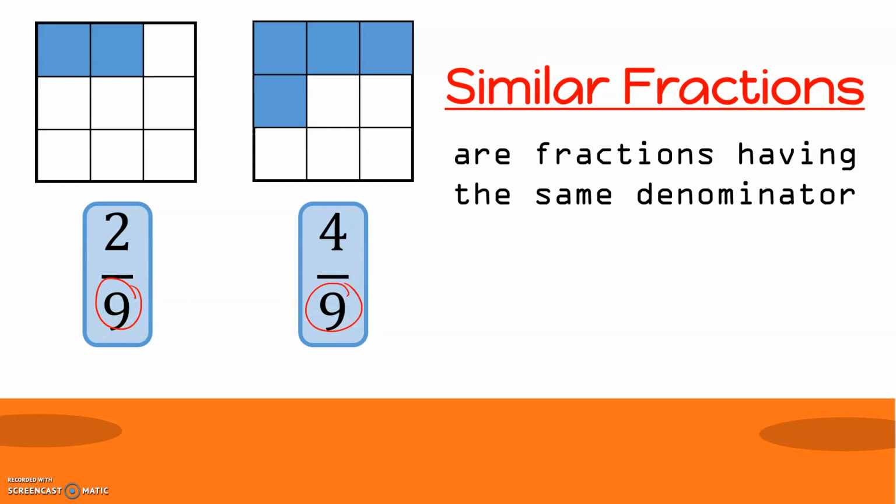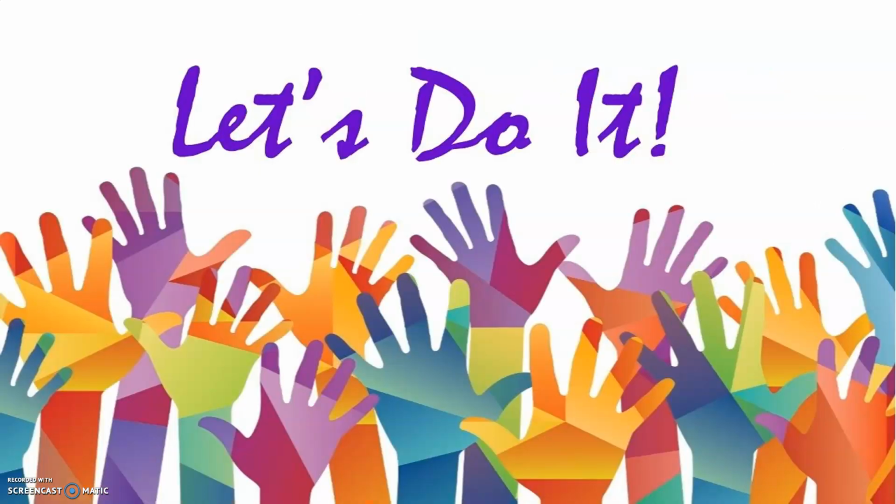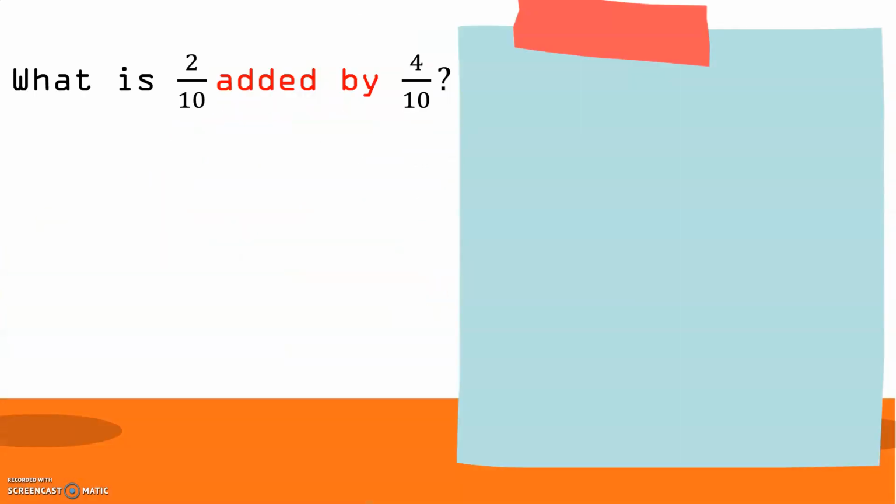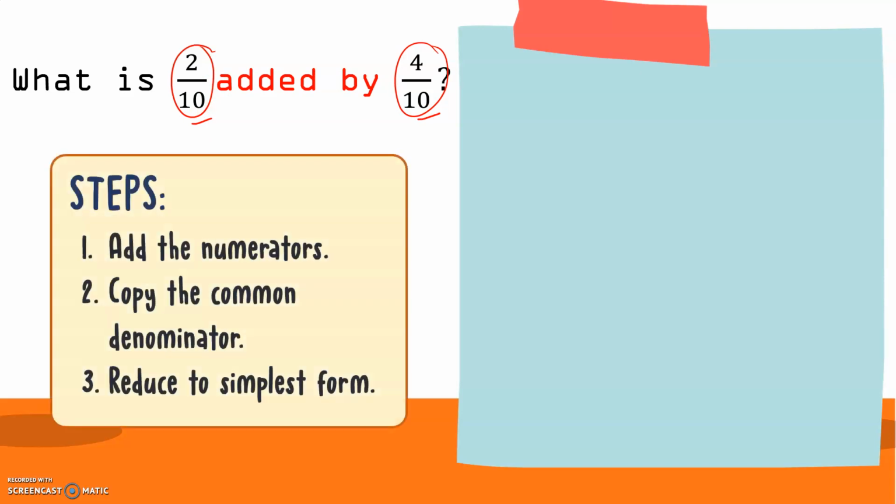Now, how do we add similar fractions? Let's find out through our examples. First, what is 2/10 added by 4/10? 2/10 and 4/10 are similar fractions because they have the same denominator, which is 10. Now, for us to add these similar fractions, we will follow these steps. So let's have 2/10 plus 4/10.